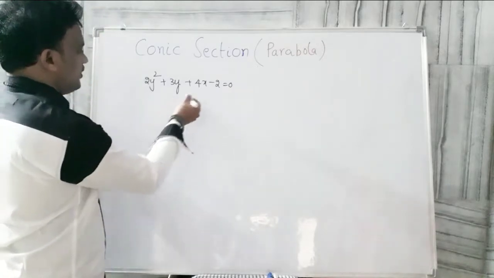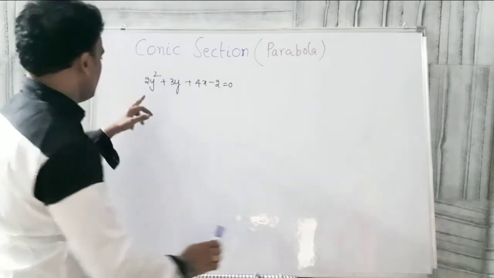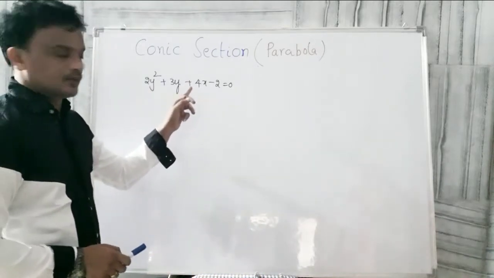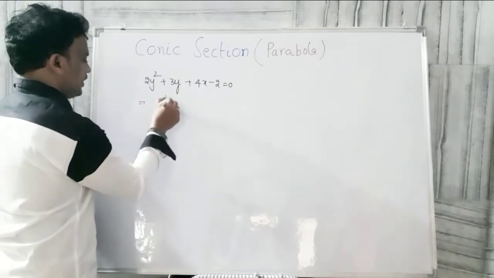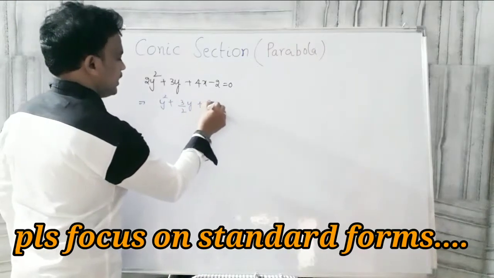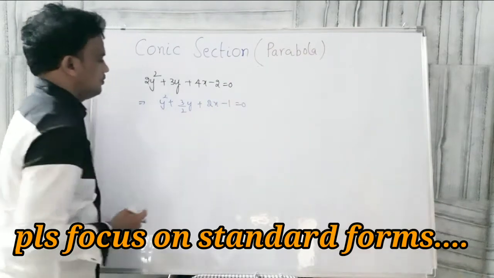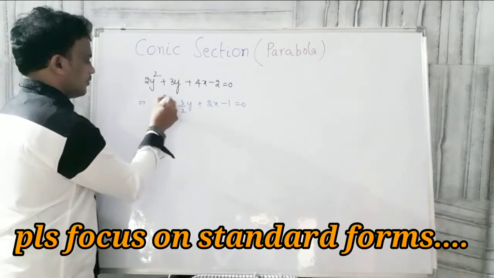2y square plus 3y plus 4x minus 2 equals 0. Make sure that the y square coefficient is 1. Here the y square coefficient is 2, so dividing by 2, I can write y square plus 3 by 2 of y plus 2x minus 1 equals 0. Now y has the second degree.